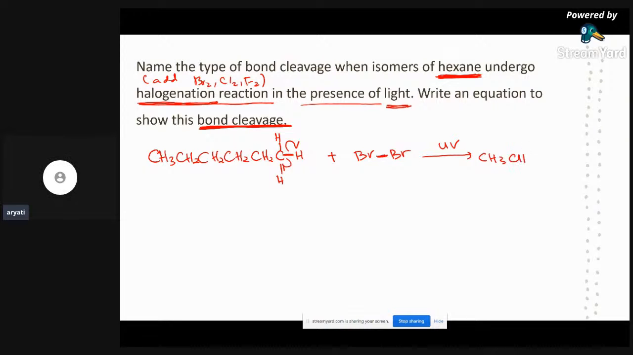CH3, CH2, CH2, CH2, so 1, 2, 3, 4, CH2, CH3, loses one H to become CH2. So the free radical is on the carbon because the carbon pulls one electron. Plus H will become a free radical, it will attach to Br, to become HBr.